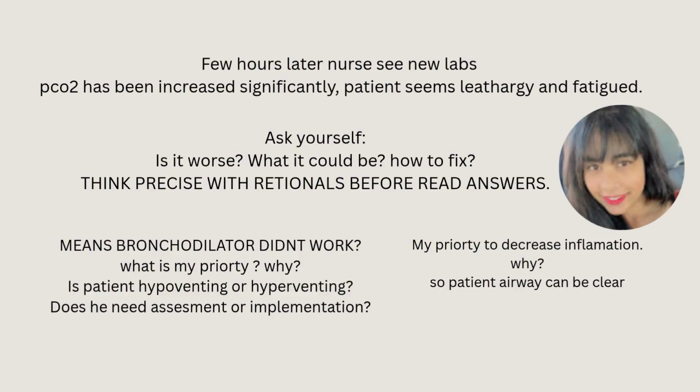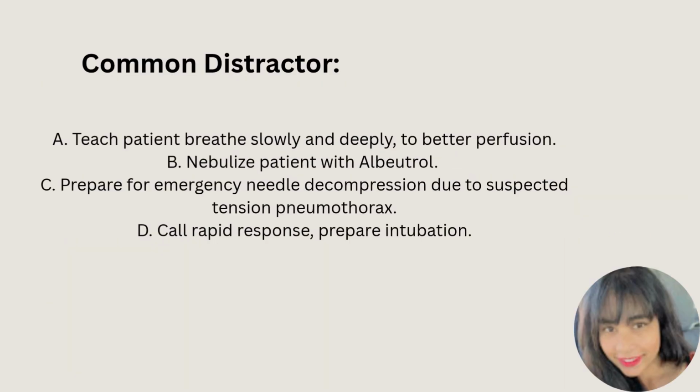No assessment, no medication, no nothing, but something that can open the airway immediately, because the bronchodilator is not working. So my priority is to decrease inflammation so the airway can be clear. This is the ABC pattern, right? So before even going to the answers, I know my priorities. He needs to breathe better. His airway should be clear. His inflammation, his bronchospasm should be resolved.